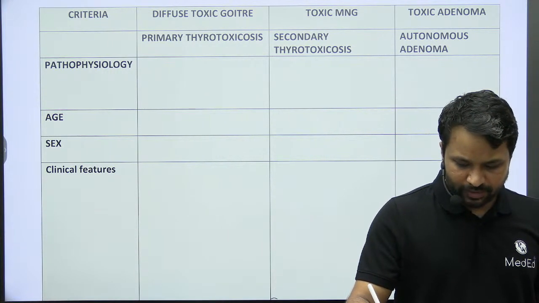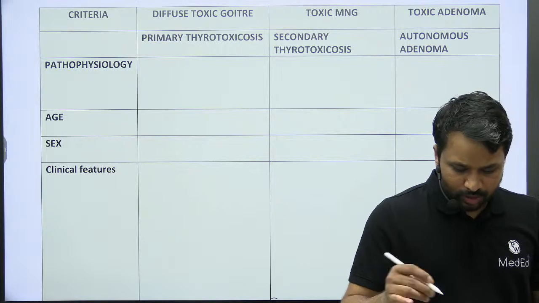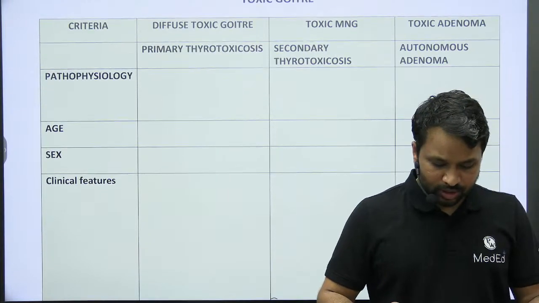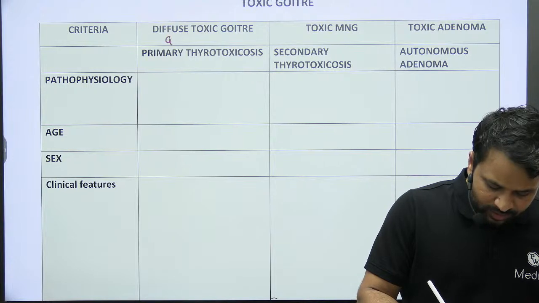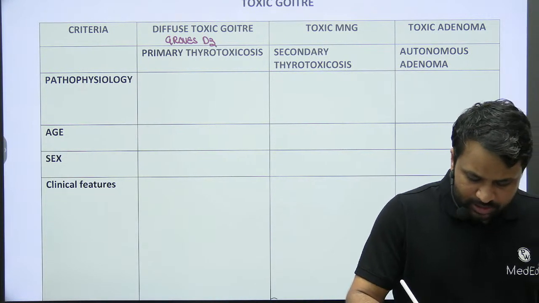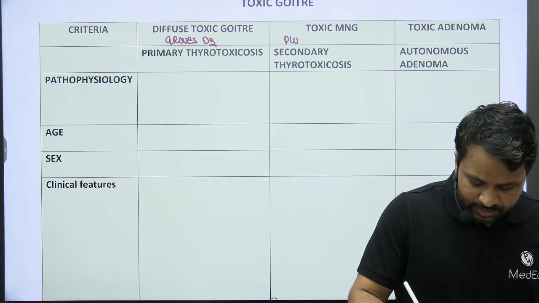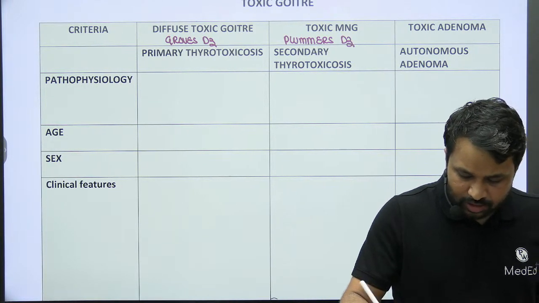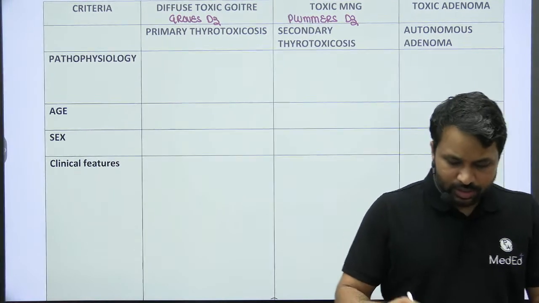So question number 1: primary thyrotoxicosis, that is your diffuse toxic goiter, this we have learned with the example of Graves' disease. Toxic multinodular goiter we have learned with the example of Plummer's disease, and toxic adenoma is the autonomous adenoma. So what is the pathophysiology?